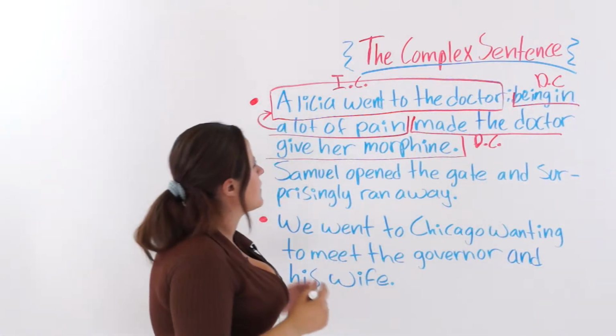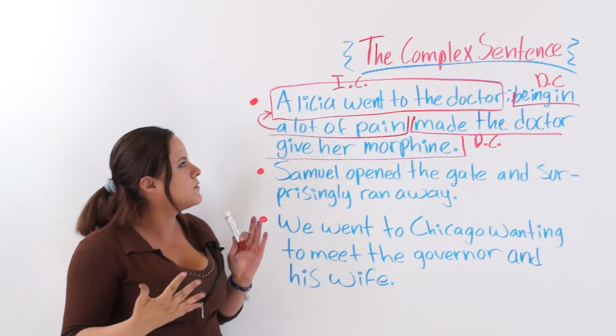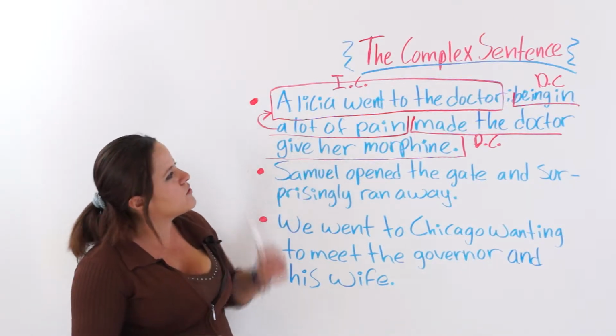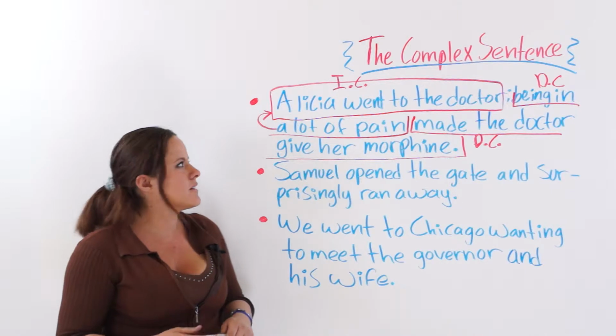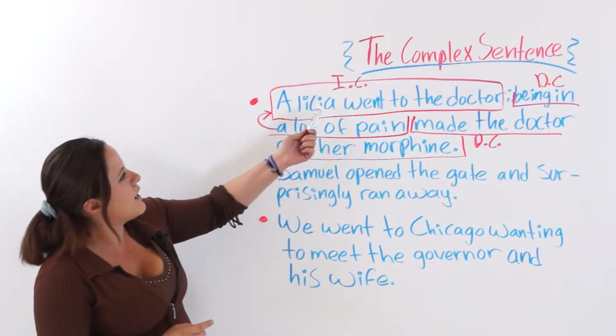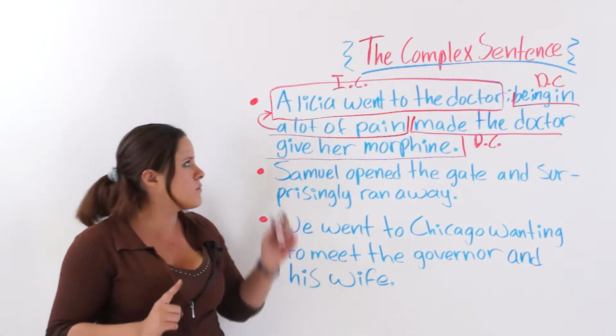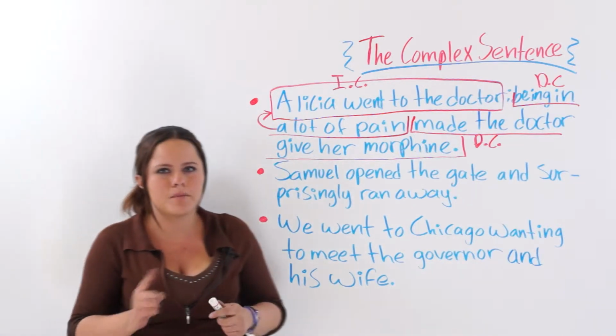So these are the ingredients for a complex sentence. You don't have to have two dependent or subordinate clauses. You could have just one, but you cannot have two independent clauses. That is the rule for the complex sentence composition.